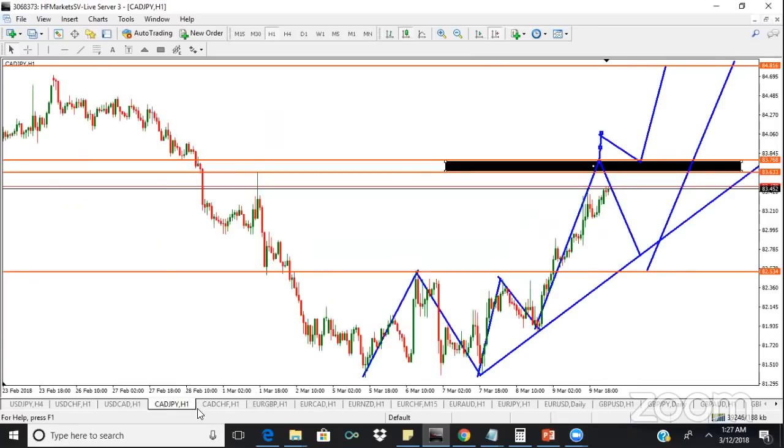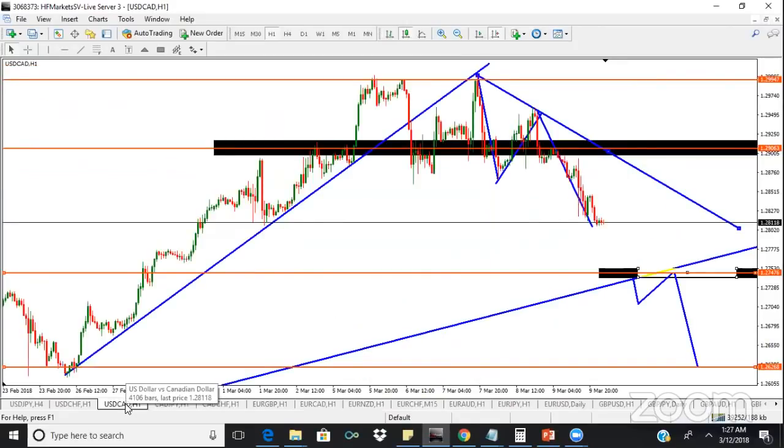Card Chef, I'm looking for that. Card Yen, I'm looking for a sell. After it comes to this zone, I'll sell it, but I'll just take 40 pips because it's against the trend. This one, UCAD, I'm expecting it to come up. When it comes up, I'll enter a sell there.